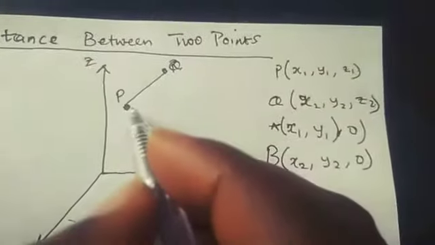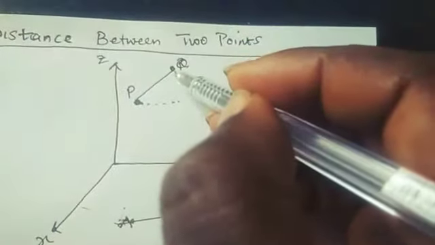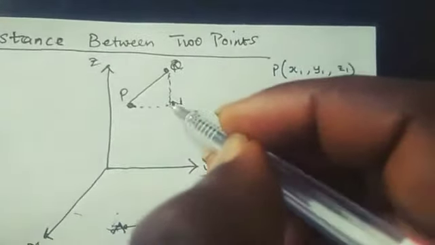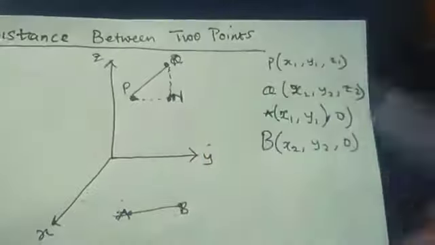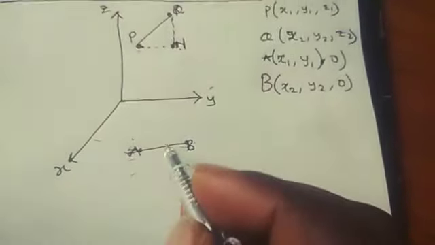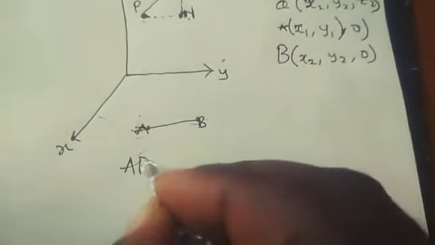Now, we need to draw something perpendicular, parallel to this. Let's say this place is point N, so that PN will be the same thing as AB. So in order not to stress ourselves, in two-dimensional coordinate system, we can find AB squared.